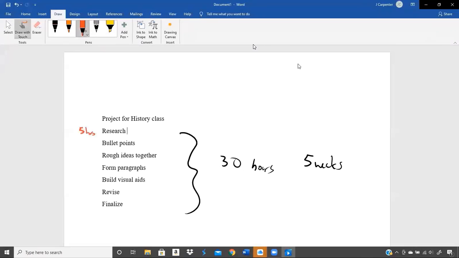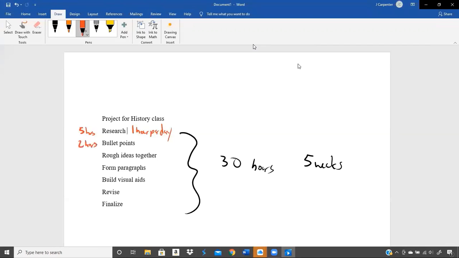So during the first week, you should probably spend like 1 hour per day, if you can do that. Otherwise, you're going to have to spend 2 hours a day in week 2, or 5 hours all in one day, just getting it done whenever. Your bullet points are probably going to take you maybe 2 or 3 hours.